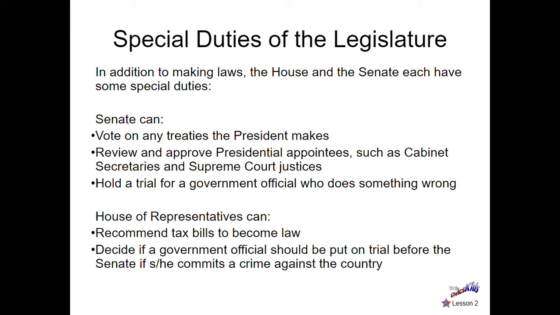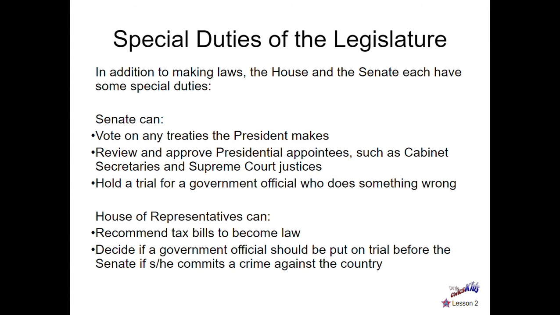They also approve the president's appointees to the cabinet and to the Supreme Court. And if an official, like the president, is found to have done something wrong and has been impeached by the House of Representatives, they will put him on trial. The president of the United States, probably this week, will be put on trial for only the 3rd time in our country's history, if they choose to actually impeach him.